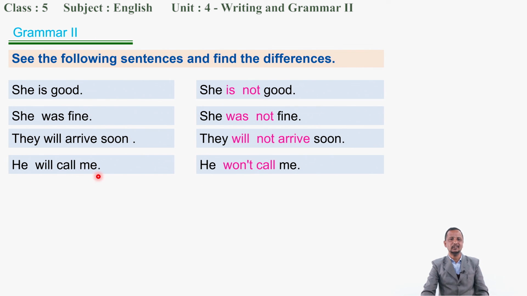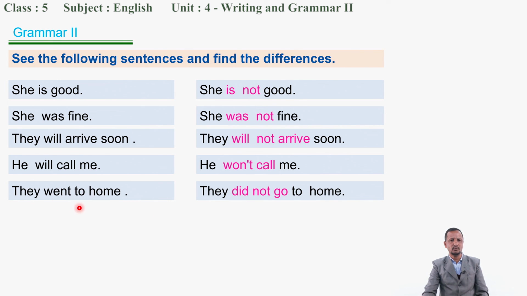Well, now another sentence. He will call me. He won't call me. Dear student, let's see here. Here, will not, and here, won't. Wait, later on we'll discuss this. Okay, now this one: they went home. Here it is: they did not go home. There is a slight difference here.